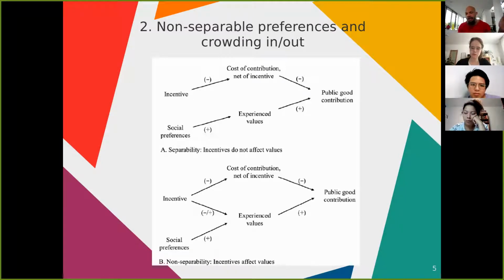So in fact, it does not only impact the cost of contribution, but it also impacts what he calls here experienced values. How what do people think of me? How am I perceived? And so in the end, it's affecting both channels. And so, in fact, the public good contribution in the end, how many taxes I pay, could be even lower than what would be predicted if, in fact, these two things were completely separate.